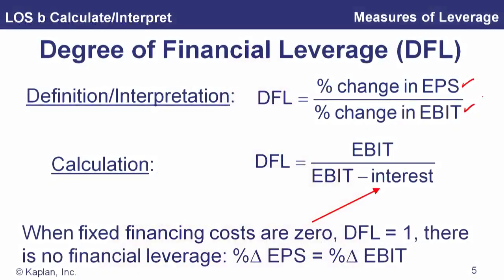And again, you can see from the formula, the calculation, that if we have no debt with no fixed interest payments, then there's no financial leverage, and DFL would be one. But when we introduce fixed financing costs, then that reduces the denominator and increases our degree of financial leverage above 1.